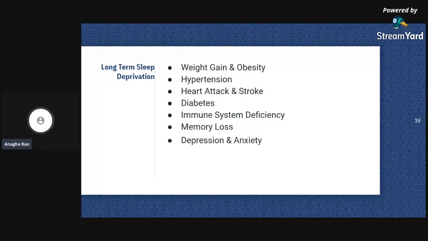Long-term sleep deprivation can lead to weight gain and obesity, hypertension, heart attack and stroke, diabetes, immune system deficiency, memory loss, and even depression and anxiety. It's important to get enough sleep because insomnia is actually a symptom of depression. People who are sleep deprived have 10 times the risk for depression and anxiety. So it's extremely important to get enough sleep so that we can keep our physical health and our mental health.